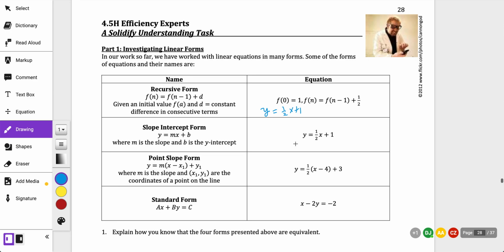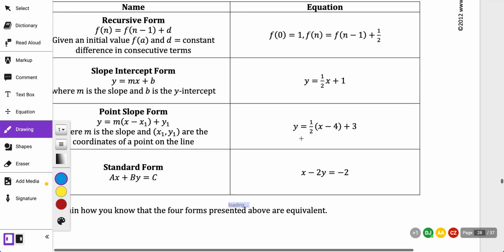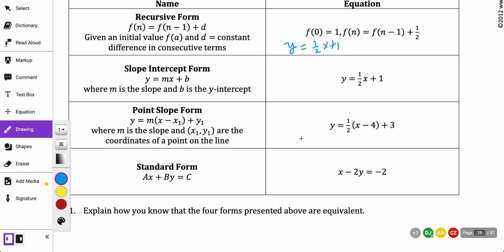That's pretty straightforward here. The next one is point-slope form. We've been exploring this the past few lessons. This is when you are given the slope and an ordered pair. Here I would have been given the ordered pair 4, 3, and I plugged it in here. Now remember, anytime I simplify this, it should equal the slope-intercept form. So if I were to distribute this, I would get y equals 1/2 x minus 2 plus 3, which would then simplify to y equals 1/2 x plus 1. Same as the other ones.